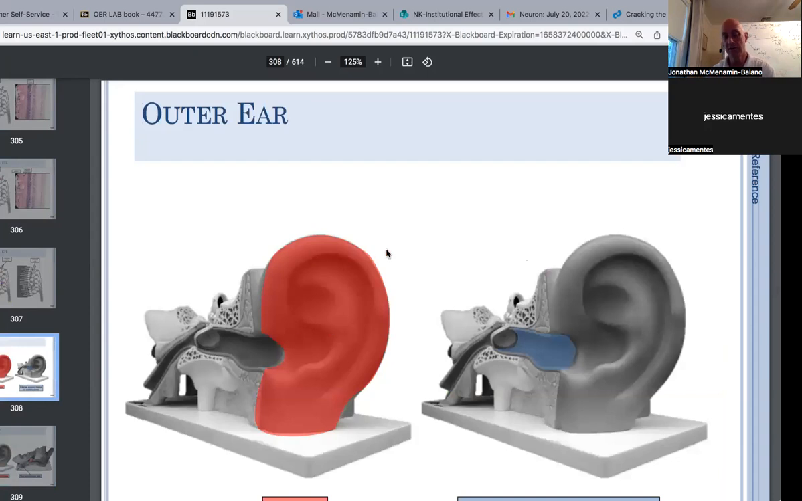here's the external portion of your ear. You're listening to me. What's happening is sound waves are hitting this. They're being pushed into this external auditory meatus. They're going to hit that thing there. That's called the tympanic membrane.